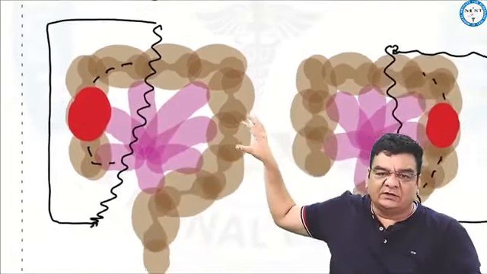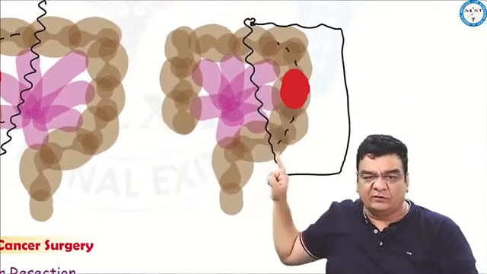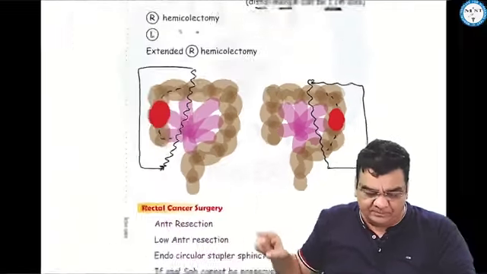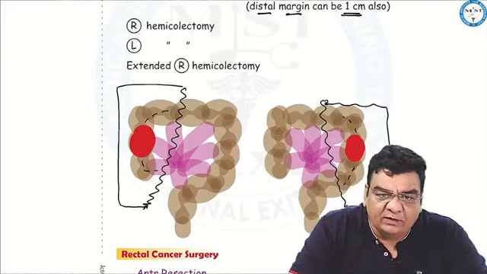Same way, if there is a cancer here, beta, as you can see here, you land up removing the left half of the colon, that is left hemicolectomy. So we have got the options of right and left hemicolectomy.